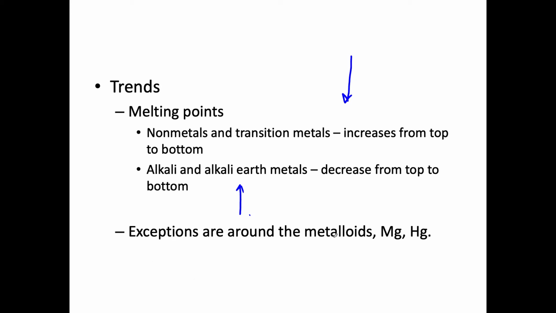And there are a couple of exceptions. Metalloids, mercury, and magnesium are the exceptions. And when you go to college and learn more chemistry, we'll talk about why those are exceptions. For boiling points, there are no trends. Or if there is a trend, it is a bit more hard to explain. I'll leave that to college.